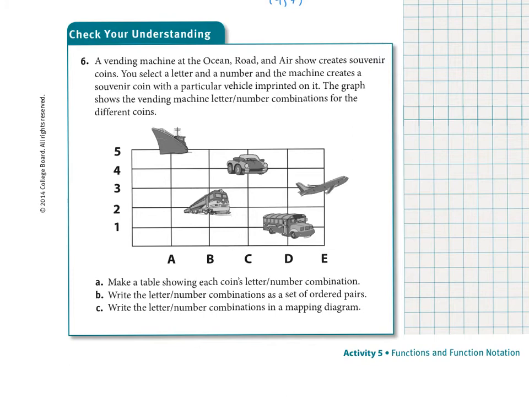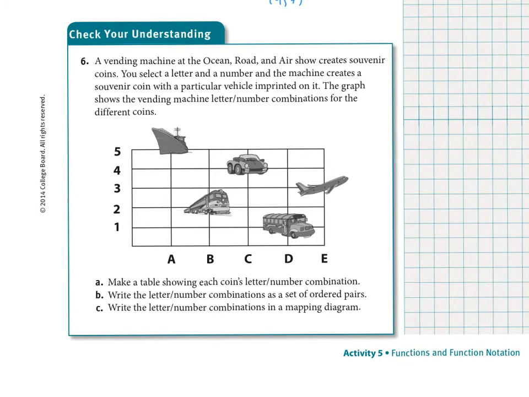A vending machine at the Ocean Road and Air Show creates souvenir coins. You select a letter and a number, and the machine creates a souvenir coin with a particular vehicle imprinted on it. The graph shows the vending machine letter/number combinations for the different coins. So here's what we're going to do, and I'm going to have you practice this really on your own. You're going to stop the video, practice each of these pieces, and then check in with me.